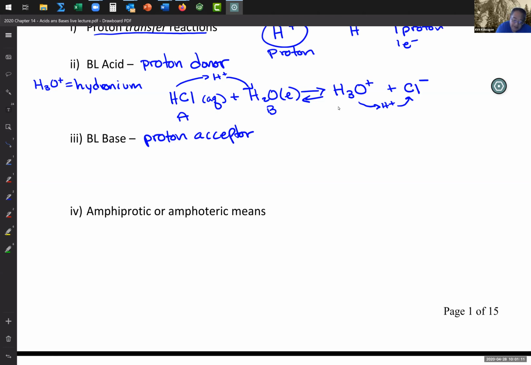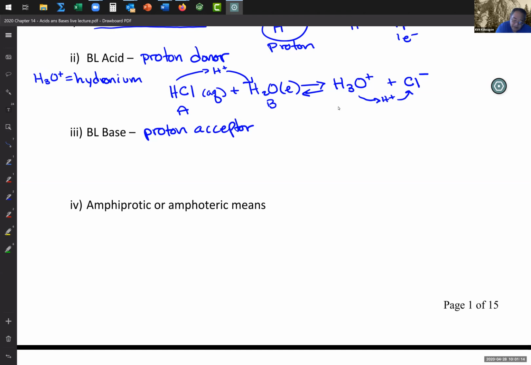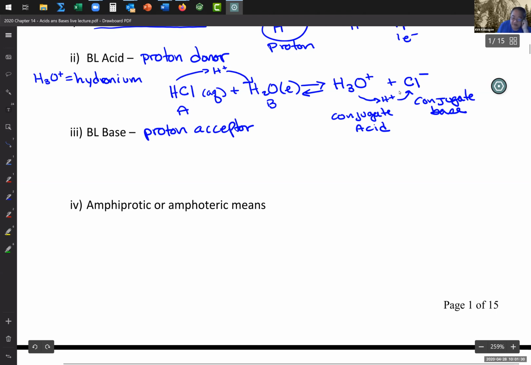So everything on the product side gets a prefix by the word conjugate. So this is the conjugate acid, and this is the conjugate base. And honestly, if you flipped this reaction around and wrote it backwards, then this would be called the acid, this would be called the base, and then these would be the conjugates. The conjugates are just what are on the product side, but the acid and base is talking about how they behave in the reaction.